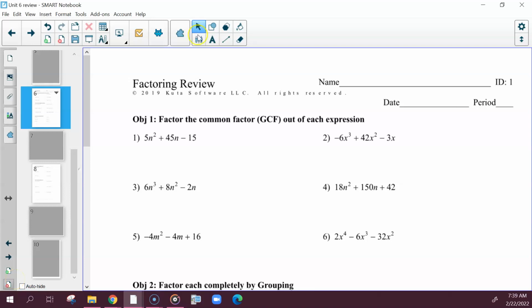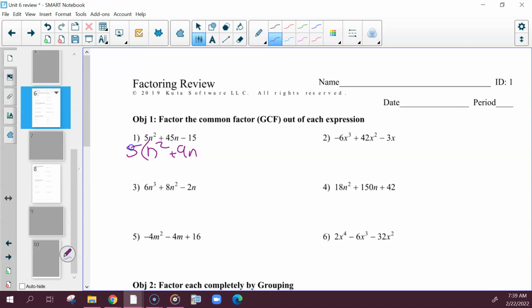So for number 1, what can we divide out of all of those? 5. What would be left? N squared plus 9n minus 3. That's it. For GCF, that's it.